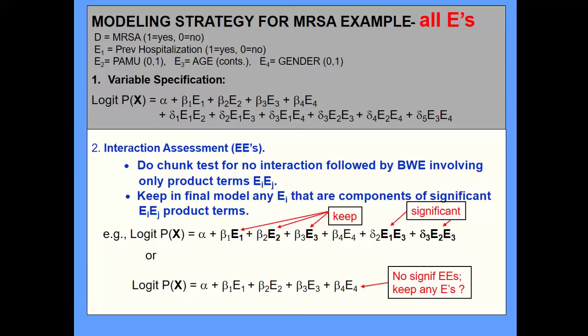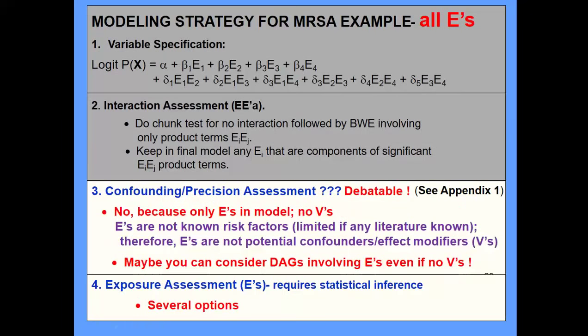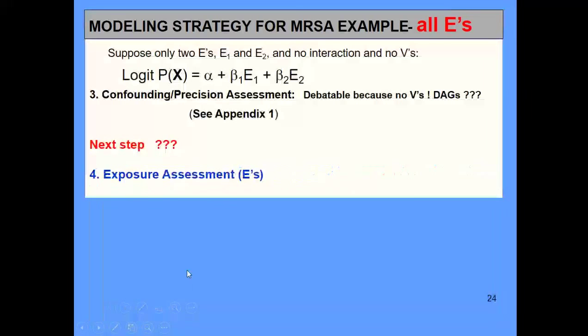Okay? And what I'm going to start doing next time is talk about not the confounding, that's Appendix 1. I'm going to talk about, you see number 4, exposure assessment, several options. That's where I'm going to start next time, talking about the several options. And the several options are described in these next few slides. Okay? So that's where we are.